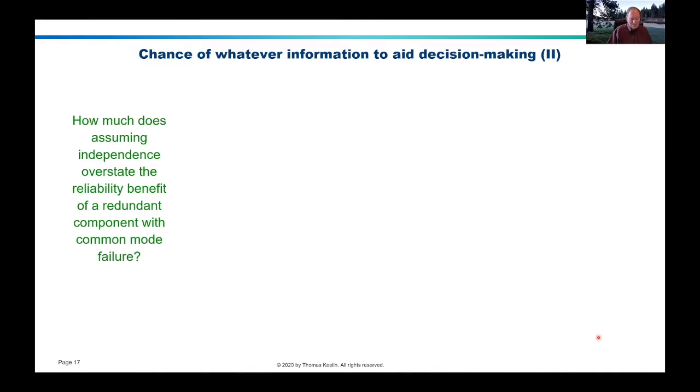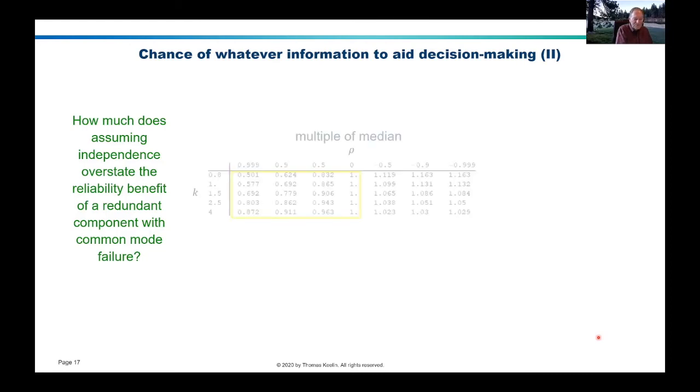Presumably, a lot of people have modeled this and assumed independence of system components that may well have a common failure mode, and then made investments based on that, and they would be actually overstating by assuming independence the actual reliability of the system. And in fact, what you can easily calculate from this table that I've just shown here, here I've normalized for the median of the sum of two Weibulls.